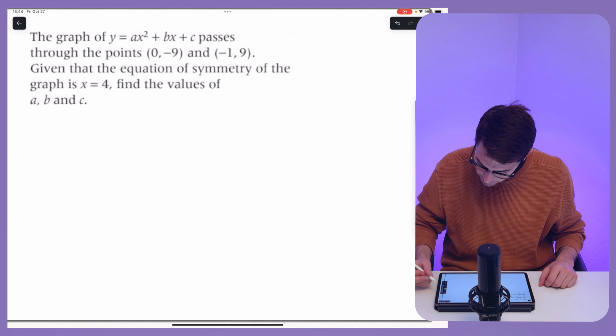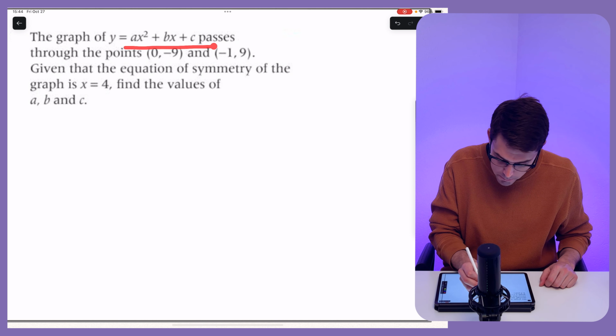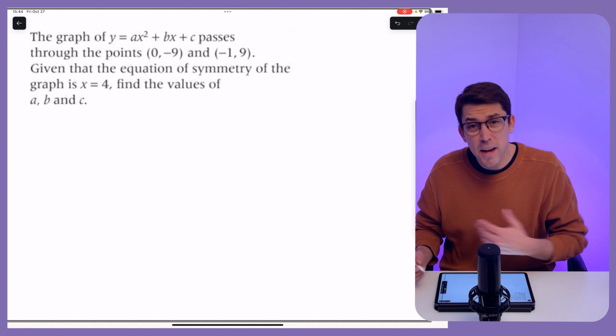All right, so we have a graph, a quadratic. Again, this is our parent function. We have y equals ax squared plus bx plus c. Reminder, a, b, and c are the constants or the parameters. A and b are just coefficients in front of x squared and x, and c is going to be our y-intercept. And we know it's going to pass through the points (0, -9) and (-1, 9). Now, given that the equation of symmetry, the axis of symmetry, another way of saying that, is x equals 4, let's find a, b, and c.